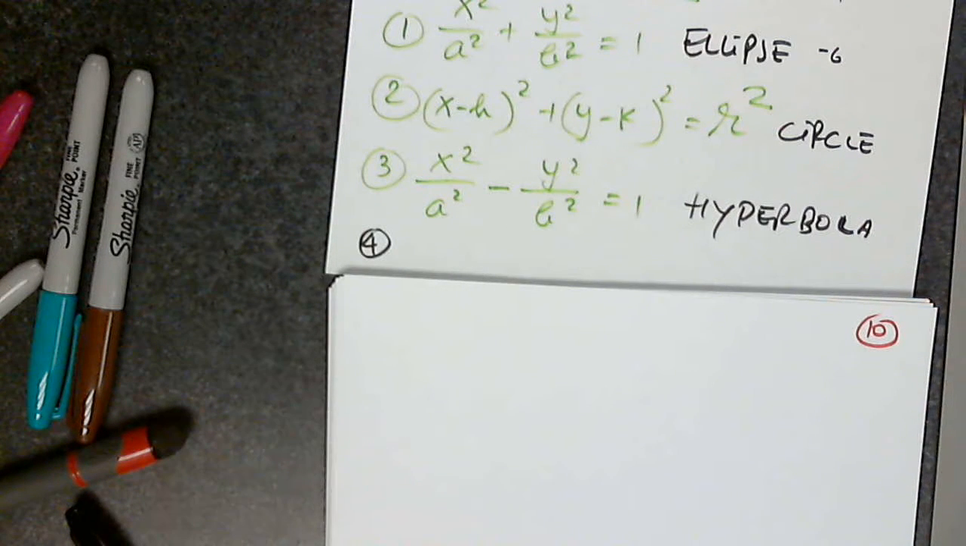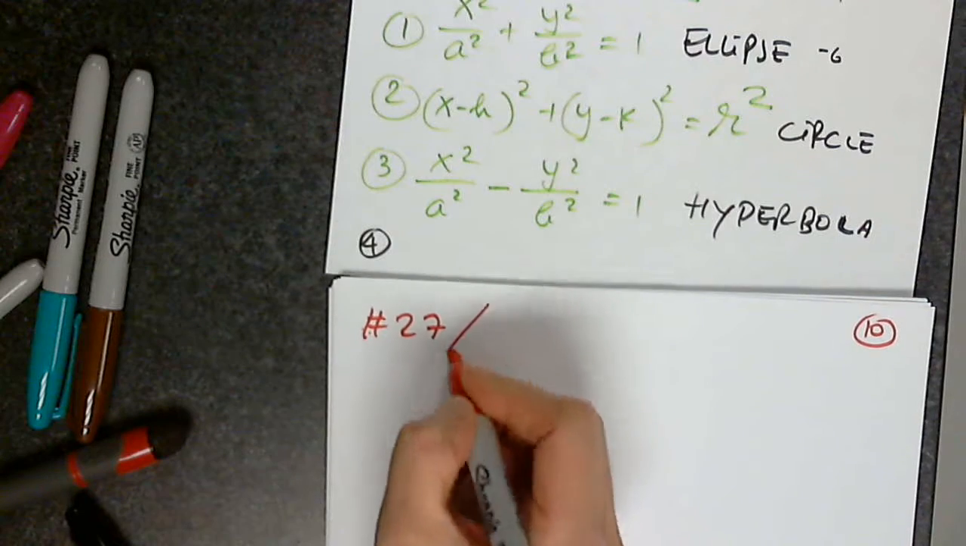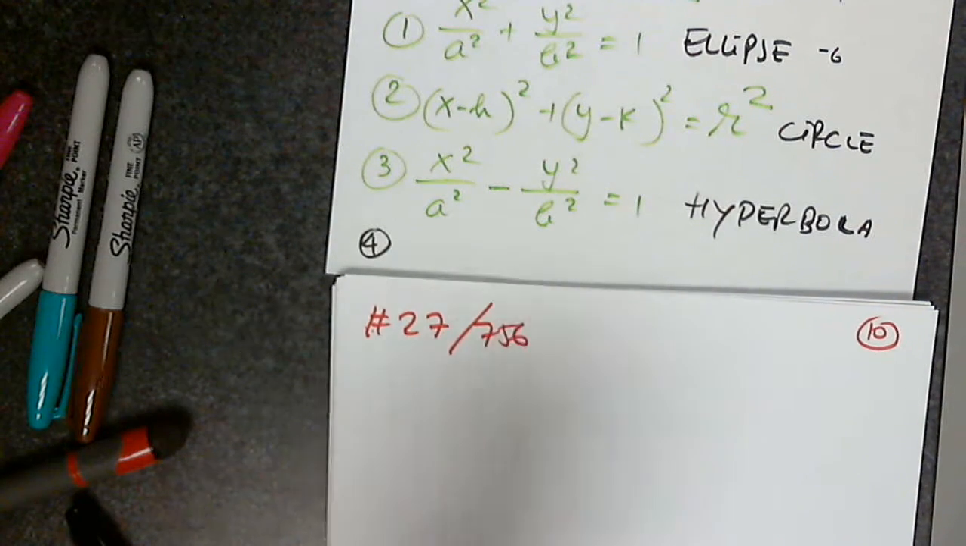Okay, so let's start with 27 on page 756.